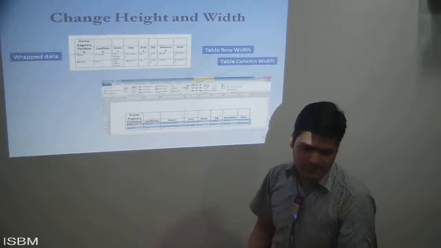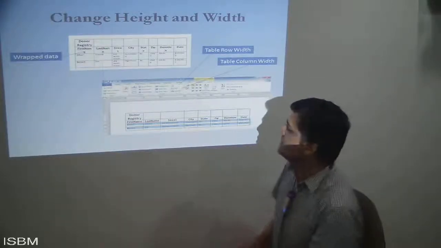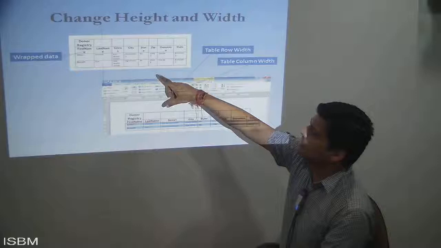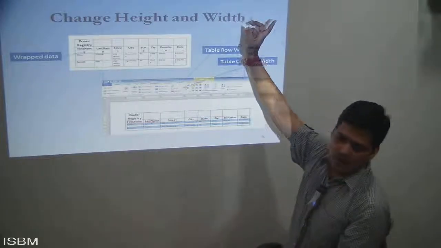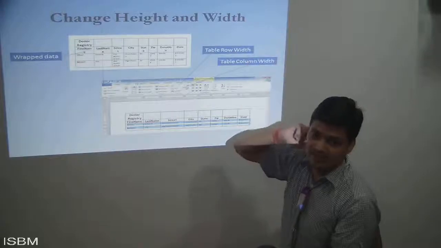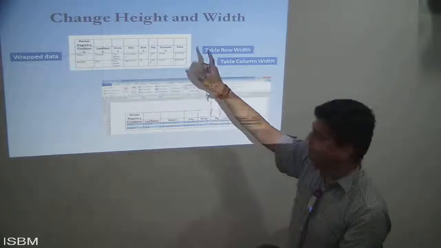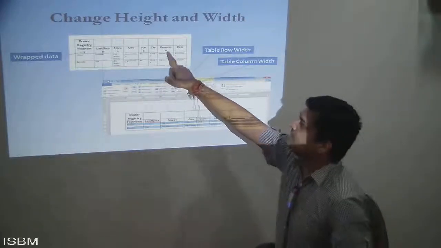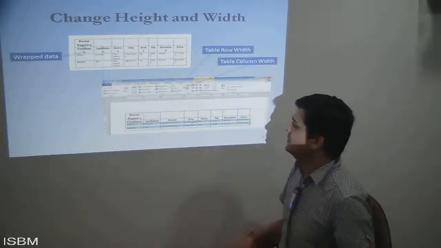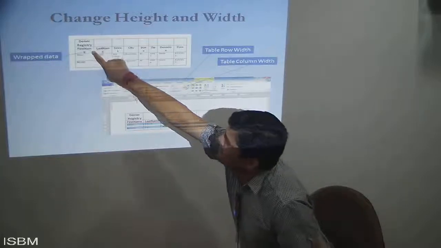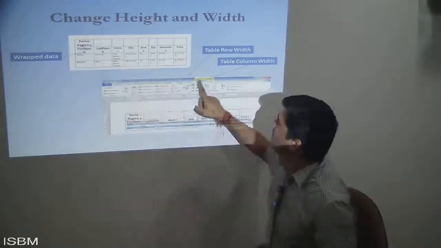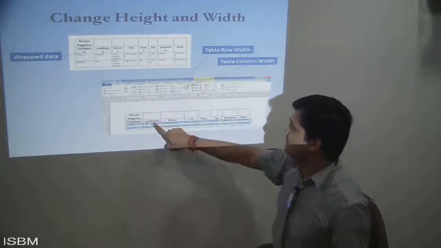here. Then change height and width. We can also change the height and width of the table. See, wrapping data. We can wrap the data over here. Previously we have already learned about wrapping the date and phone number. So with the same method we can wrap the data. Suppose it is not fitting over here. So what we'll do, we can increase the size of the table.